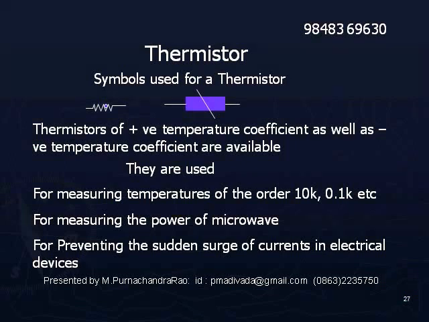Thermistors are used to stop sudden surges of currents into sensitive devices. Thermistors of negative temperature coefficient are useful in stopping sudden rise of currents in certain devices. That is known as a sudden surge of currents into certain devices.